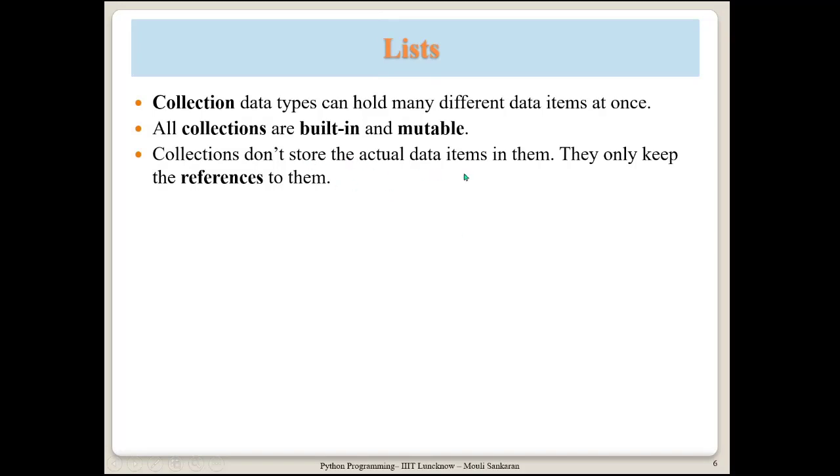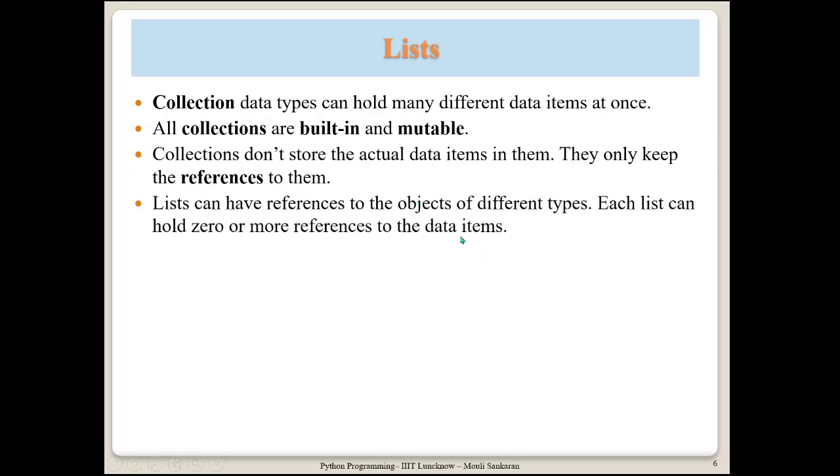Collections don't store the actual data items in them. They only keep the references to them. That's what I told you. A list can have references to objects of different types. I mentioned it. Each list can hold 0 or more references to data items.